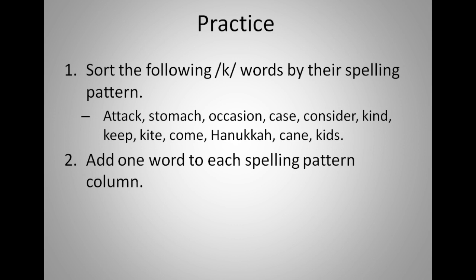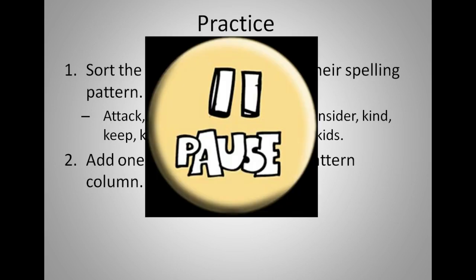Take some time to practice. Sort the following K words by their spelling pattern. Then add one word to each spelling pattern column. Attack, stomach, occasion, case, consider, kind, keep, kite, come, Hanukkah, cane, and kids. Create a chart in your notes column and sort each word into the column by the way their K sound is spelled. Pause your video now and take care of your practice.